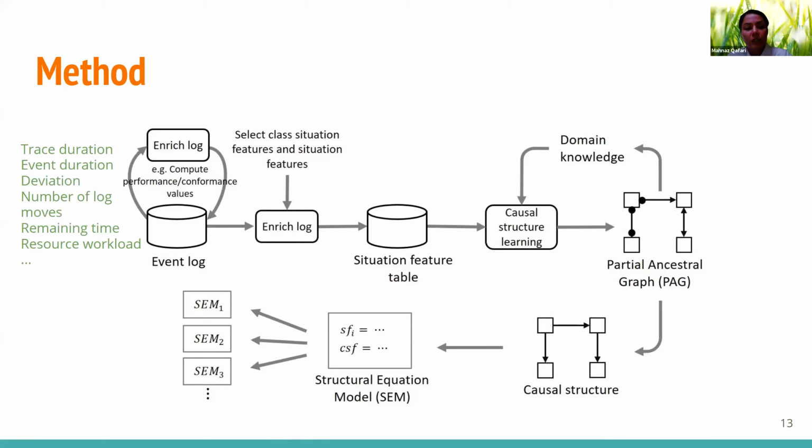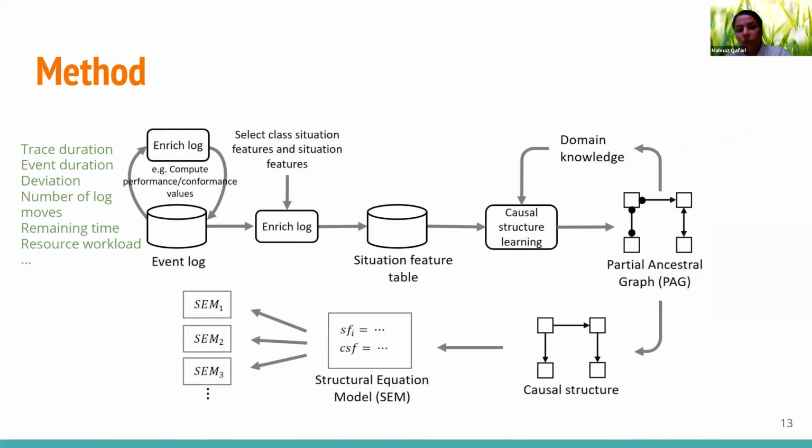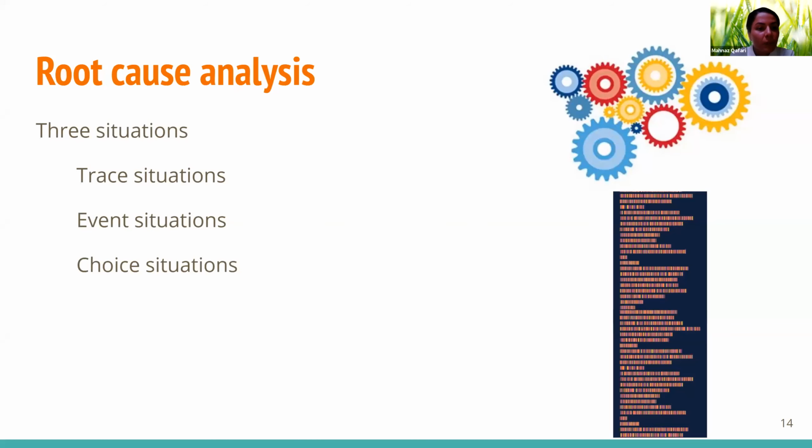As you can see, for enriching the event log, we can use a lot of different attributes. For example, the trace duration, event duration, deviation, and many more. Now I'm going to mention how we're going to create the situation feature table, and for the rest, I'm going to demo the plugin that we have implemented in ProM.